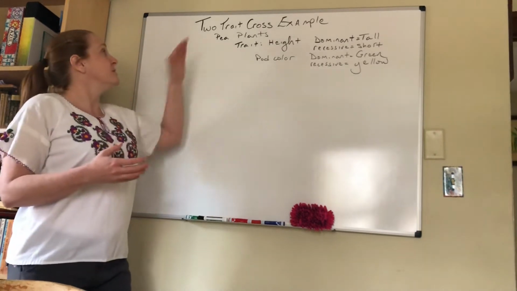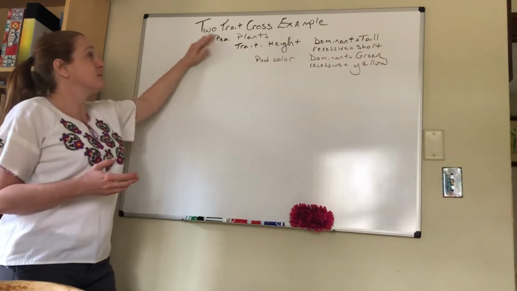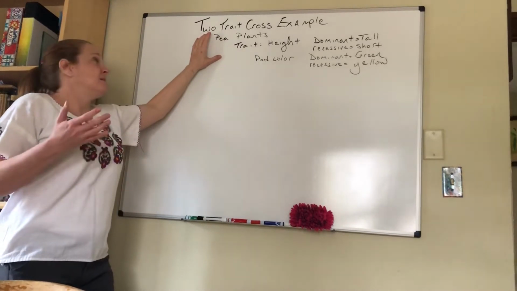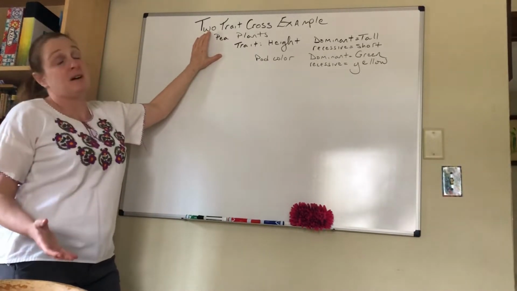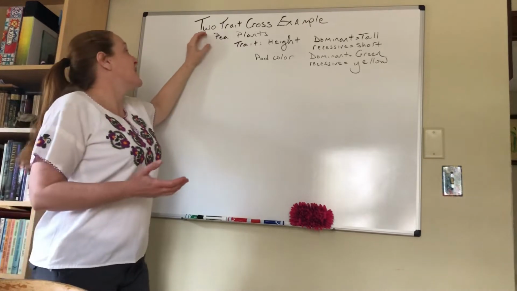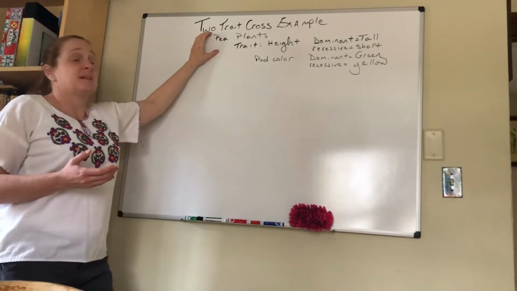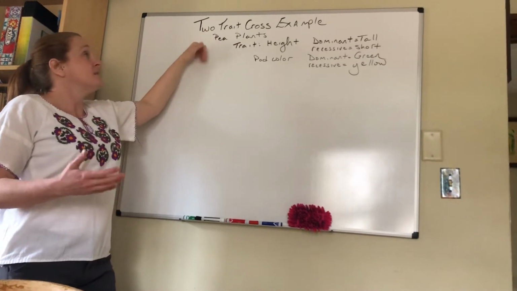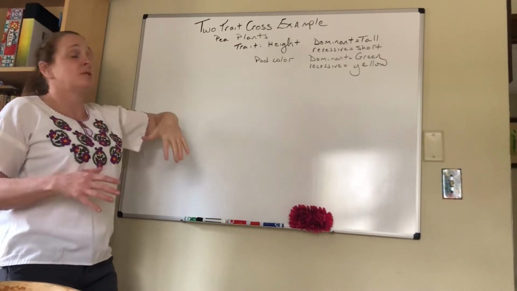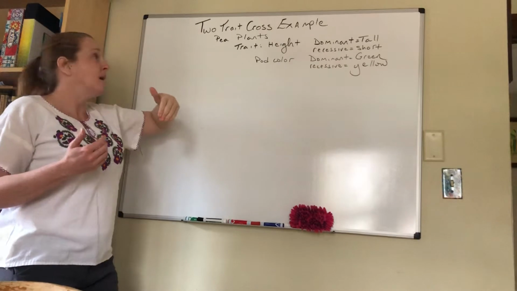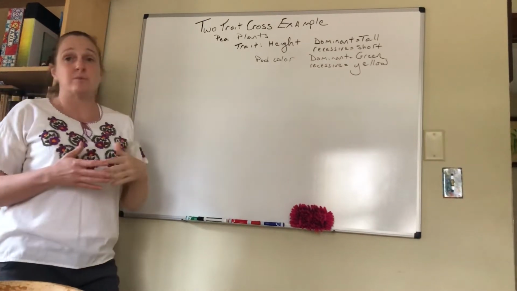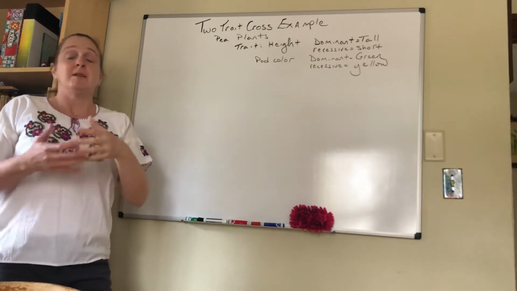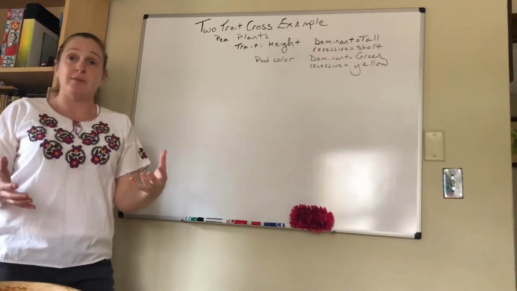So for our two-trait cross examples, we're going to be following the pea plants again. And just a reminder, it's not that I really love peas or anything. It's that when we're looking at the pea plants, we're following some of Gregor Mendel's work. And when it comes to the field of genetics, we didn't have terms like dominant and recessive until we had Gregor Mendel's work. The reason why he was working with pea plants is because there were so many. He was a statistician, so he could get these beautiful data sets.